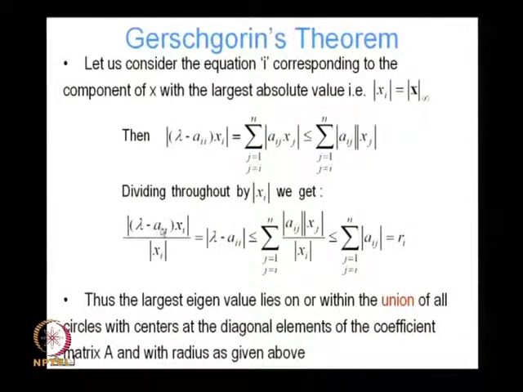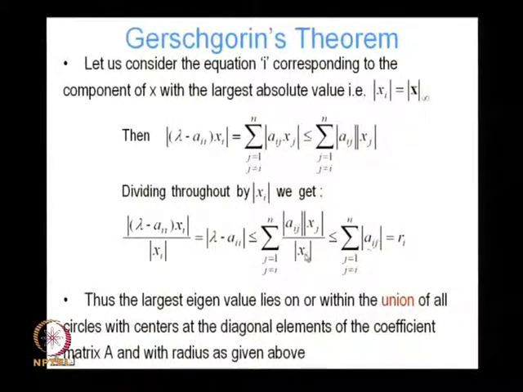So, mod of (lambda minus Aii) xi divided by mod of xi is going to give me mod of lambda minus Aii. This is going to be less than or equal to the sum of mod of Aij xj by mod of xi, summed from j equal to 1 to n, j not equal to i, which is going to be less than or equal to the sum of mod of Aij.